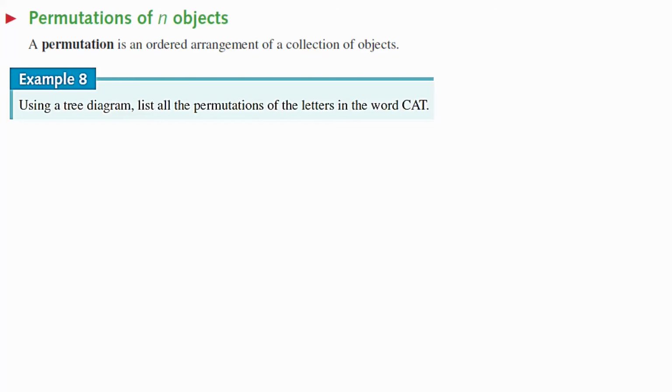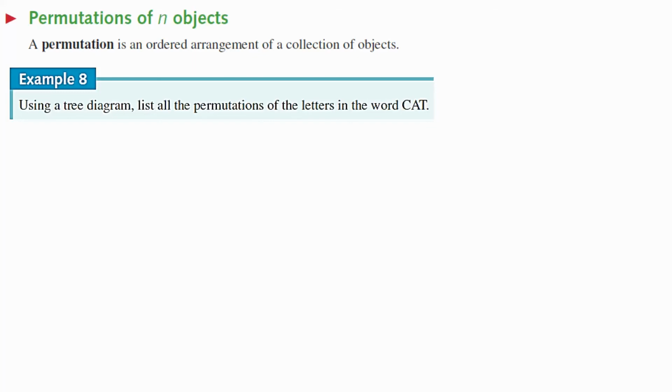So, for example, using a tree diagram, they're saying use a tree diagram to list all the permutations, meaning different ways, where the letters of the word cat can be written. Now, logically, you can write cat. That's one way of writing cat. So you have C coming first, A coming next, and then T coming next. Okay, that's one order.